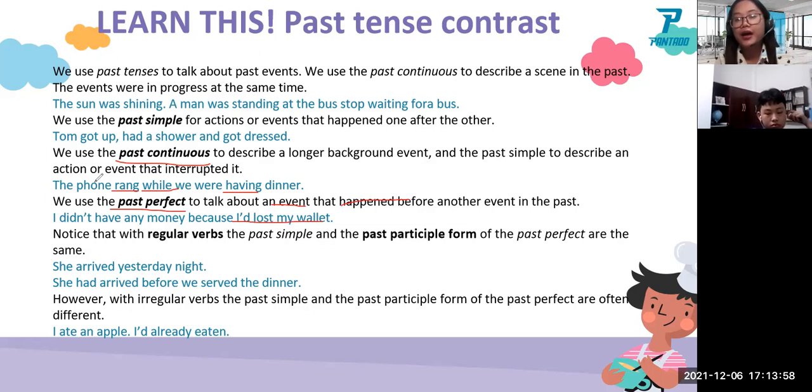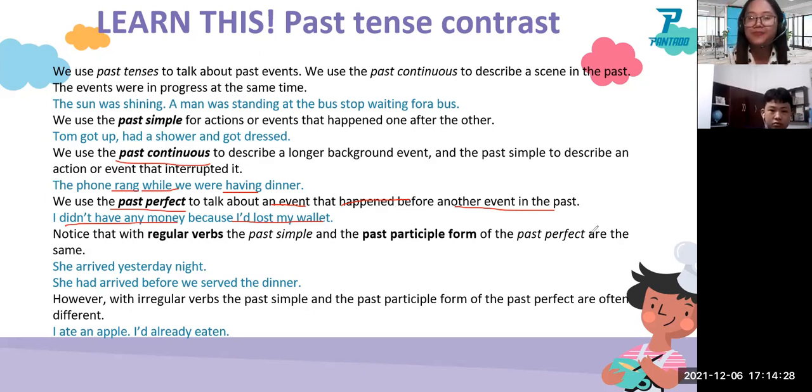Now, it happened before, and then another event in the past: I didn't have any money. Okay? Okay, another example, if you're confused: I don't have a job because the company has got bankrupt. Okay?